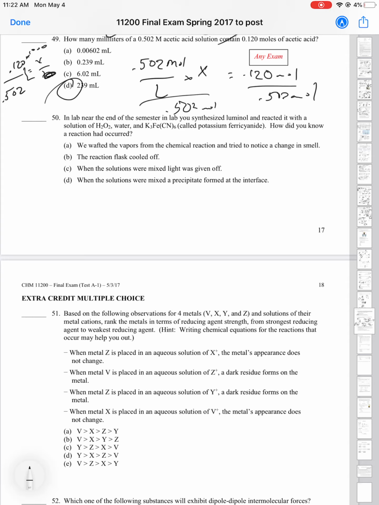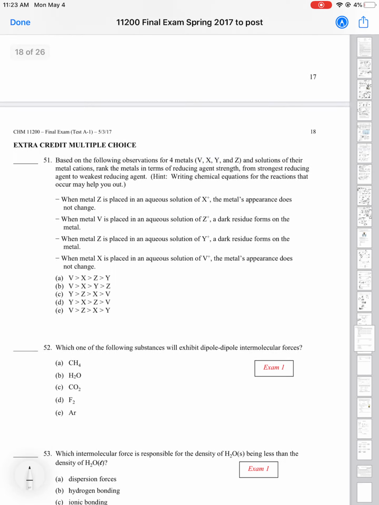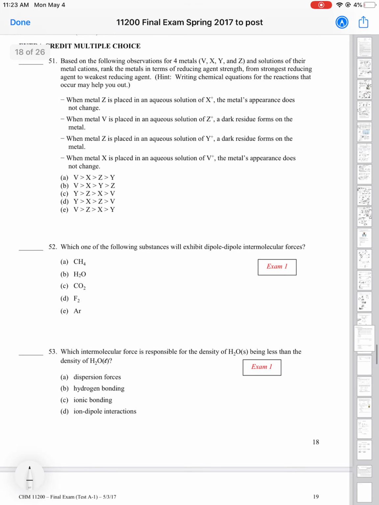In lab near the end of the semester, you synthesized luminol, that was towards the beginning of the semester. How did you know the reaction occurred? Remember, there was light. That was the one that glowed. And that was C is the answer for that.